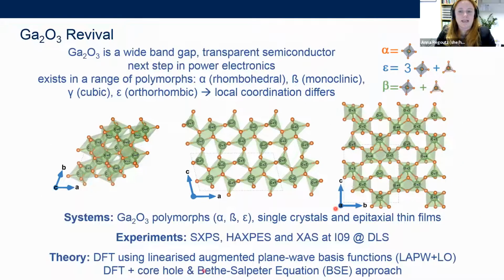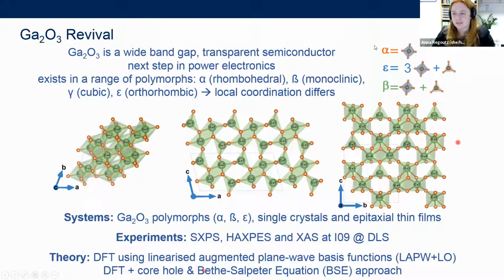So gallium oxide itself has gone through quite a revival. It was quite a hot thing when everyone was really into their transparent conducting oxides. But now it's going through this revival because of its potential applications in power electronics. From a structural chemistry perspective, it's also interesting because it's one of those oxides that exists in a range of polymorphs. So it exists in different structures that all have the same stoichiometry, but have distinctly different local coordination. And the images that you see here are the structures of alpha, beta, and epsilon gallium oxide.